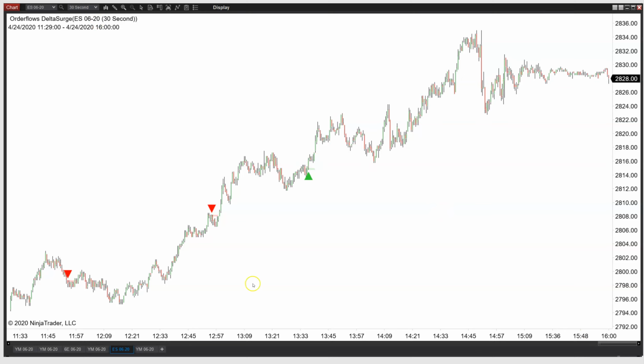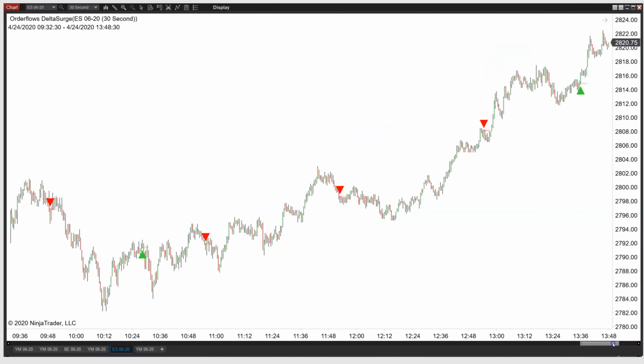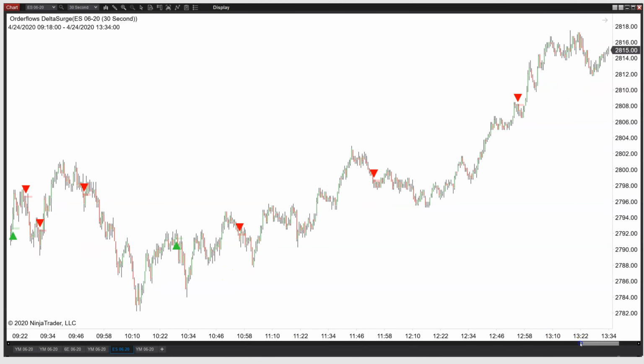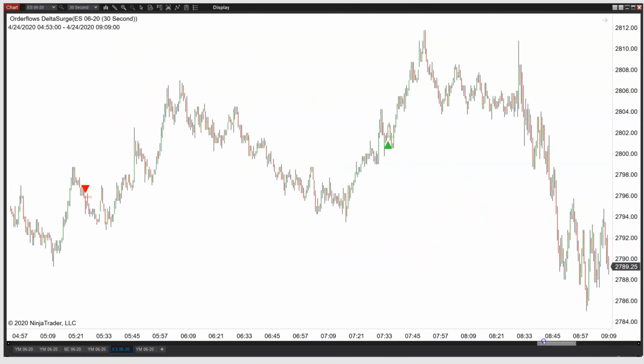You see, there's a nice buy here. Here's a nice little sell. What stopped you out? This little sell stopped you out, but you got a nice move late in the day. Here's a nice little sell here. Here's some small trades here. Here's a buy, here's a sell.